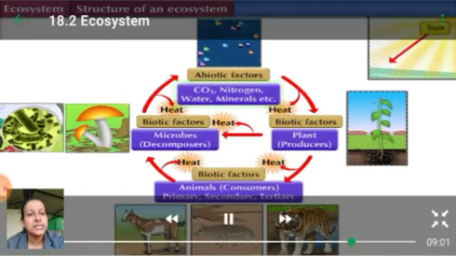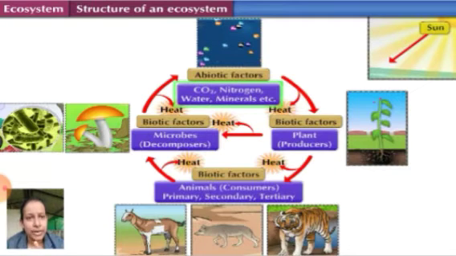Okay, now once we have learned how the exchange works, there is a cyclic flow of the food, that is, the food is passed on from one organism to another. That means the plants, which are called the producers, are the ones that produce the food.